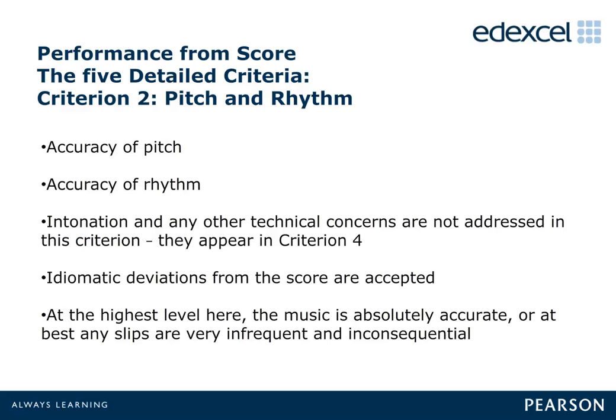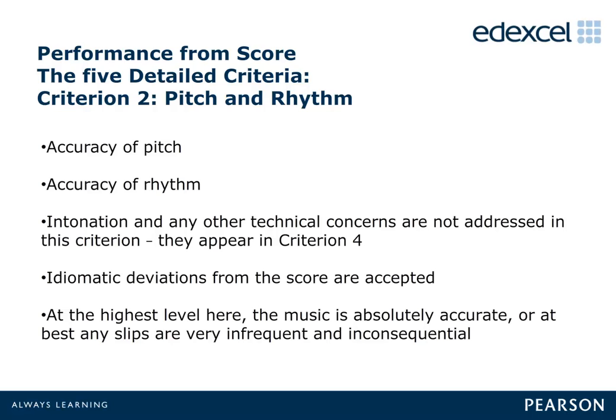Performance from score. The 5 detailed criteria. Criterion 2. Pitch and rhythm. The second detailed criterion is pitch and rhythm. Here, assessment is made as to the accuracy of the performance submitted when compared with the score provided, in terms of 1. Pitch, and 2. Rhythm.